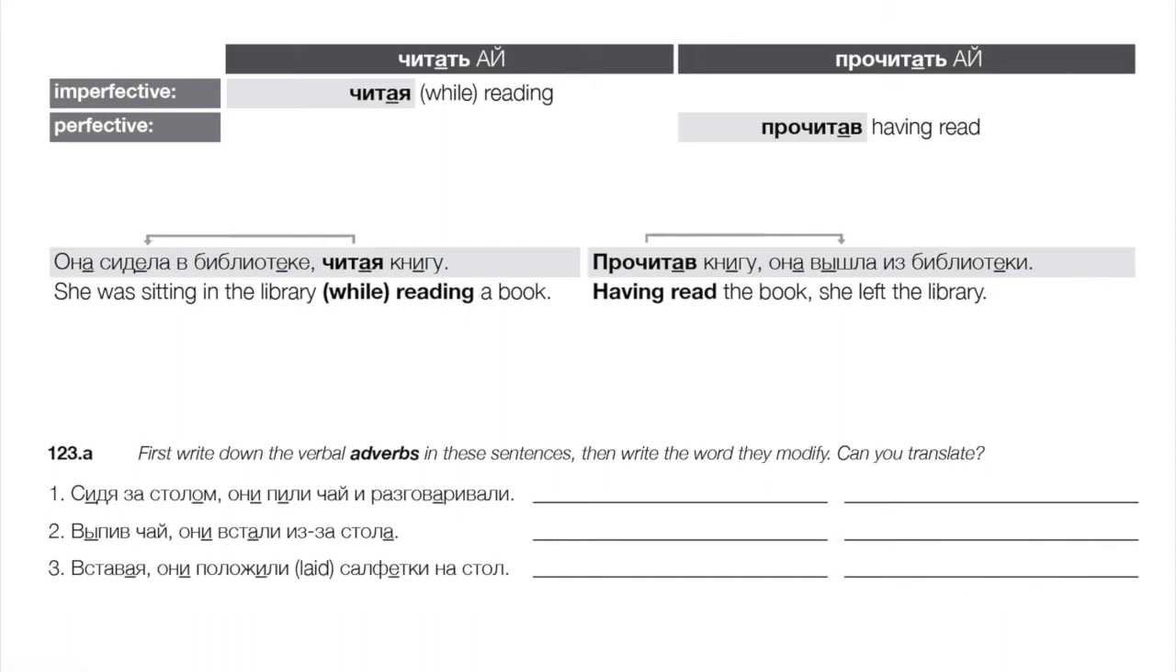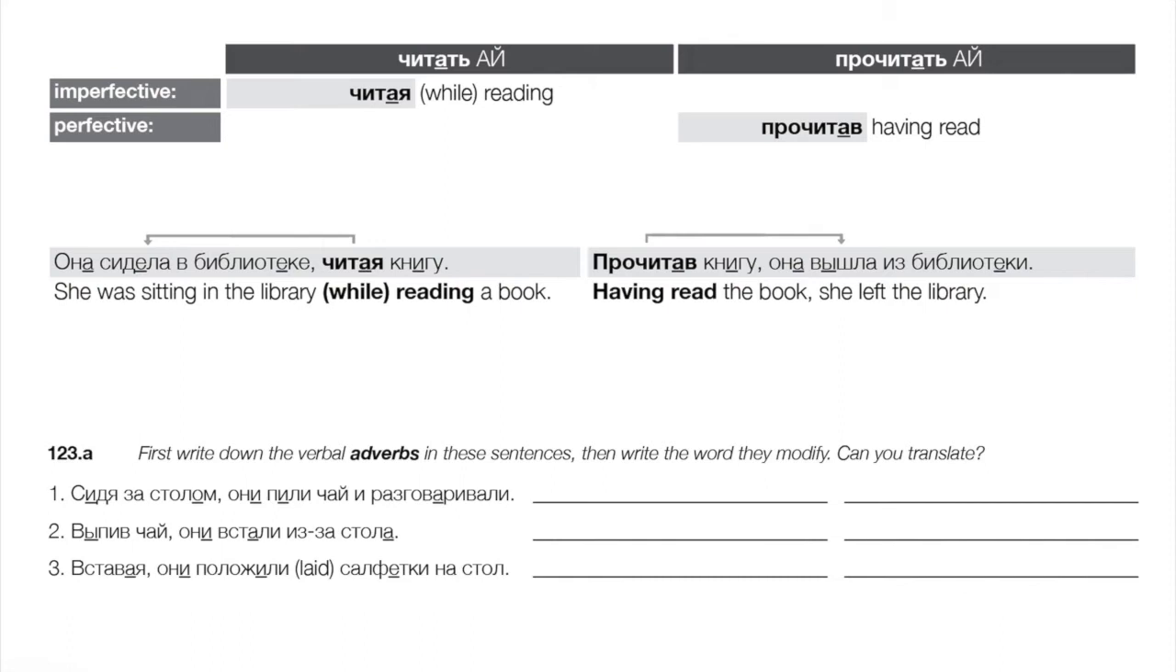And we see that perfective verbal adverbs, as we might expect, describe completed action, right? They describe action that was completed prior to the action of the verb they modify. So first she finished reading the book, and then she left the library. Having read the book completely, perfectively, she left the library. Okay, let's look at some examples here and just passively analyze them, see if we can spot the verbal adverbs, tell what they modify, and practice translating them.